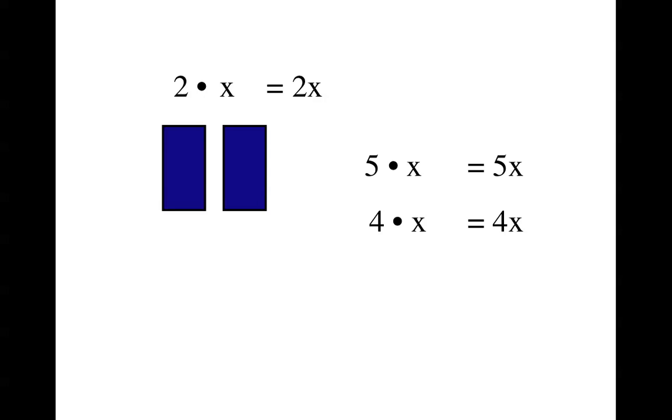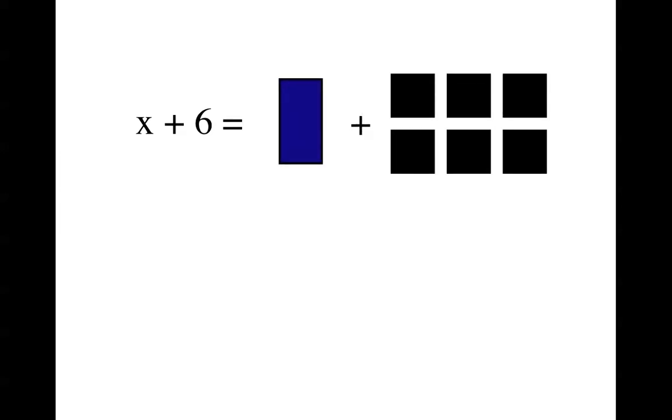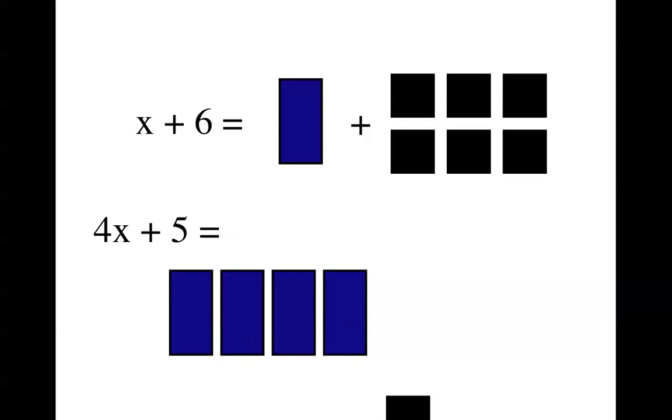All right, so from here, let's take a look at what it would look like if I had x plus 6. Well, that's 1x plus 6 black squares. 4x plus 5 would be 4 times x, so 4x's, and 5 ones.